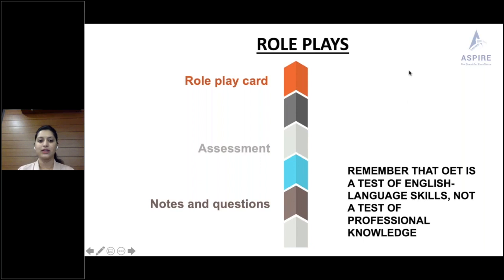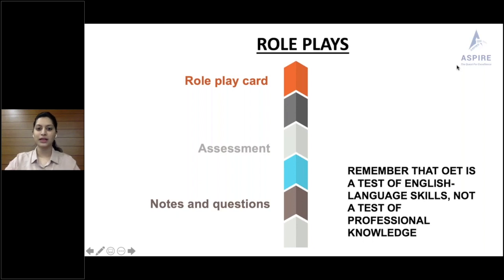So what happens in these role plays? You will be given a role play card, and it looks something similar to the sample. All right, so we were talking about the role plays. You will be handed a role play card and you will be given 2 to 3 minutes to go through the role play card, prepare, and take down notes.